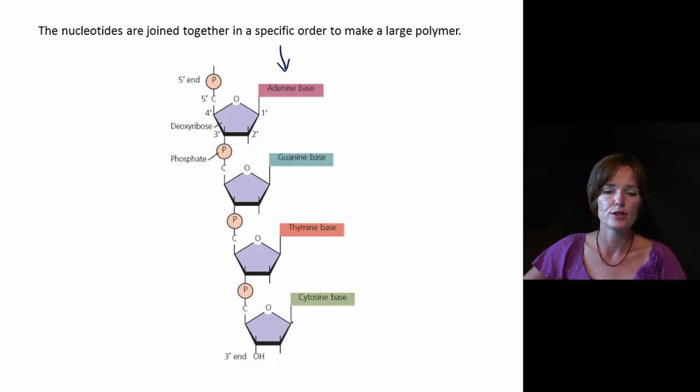The order of those bases is very specific, and that is what makes my DNA sequence different from your DNA sequence. So that is our sequence of the DNA. Every individual has a different sequence there, and that sequence is also interpreted by our cells to make specific proteins and run specific activities in our cells.